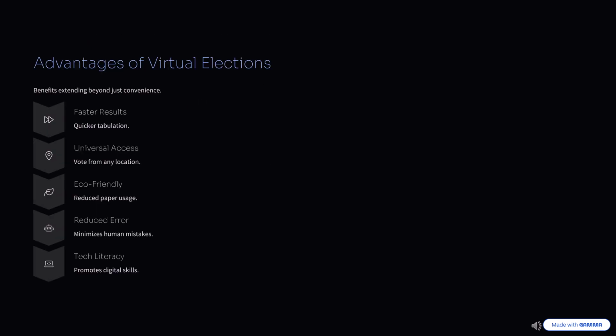Okay, let me tell you some advantages of virtual elections. Virtual elections offer a number of advantages, like faster results. Electronic counting is instant compared to manual counting. Universal access. People can vote from rural areas, overseas, or even during pandemics. Eco-friendly. They reduce the need for paper and transportation. Reduced human error. Automation prevents many of the mistakes common in physical voting. Promotes digital literacy. Encouraging tech-based voting helps develop citizens' comfort with digital tools.